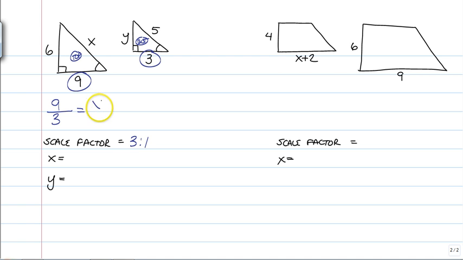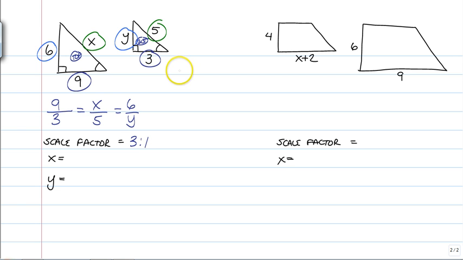And then to find x, we just put x over 5. And to find y, we're going to do 6 over y. Okay? Anything from this triangle goes on the top. Anything from this triangle goes on the bottom. And just remember to look at your corresponding sides.